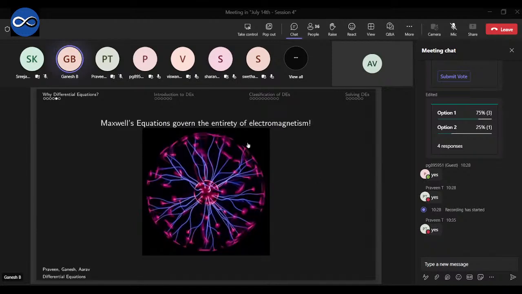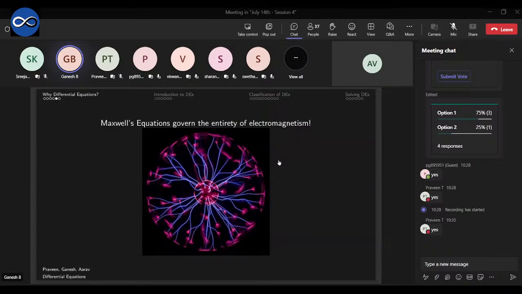And then you have Maxwell's equations. They are just four differential equations that govern the entirety of electromagnetism. Every single thing, starting from how electrons interact, and there is some relativity aspect as well when you go that tiny, but we'll ignore that for now. Starting from how electrons work to how magnets interact, everything is governed by those four differential equations. So differential equations are very useful.